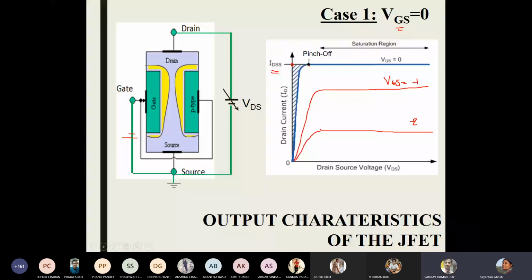Okay. And there are several questions like this: what will happen if I reverse the gate to source voltage to positive? Why will V pinch off decrease if I have other values of VGS? These questions we will address in the next class, and we will strengthen our understanding of the output characteristics, and we'll also talk about another characteristic called the transfer characteristics of JFET.